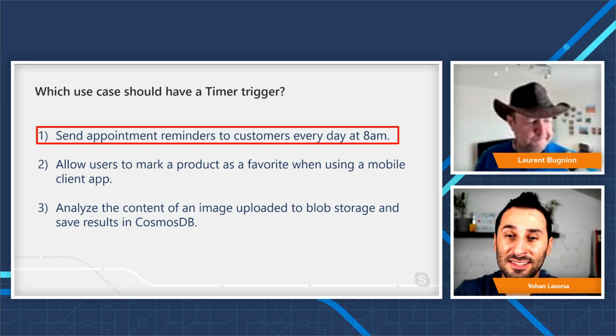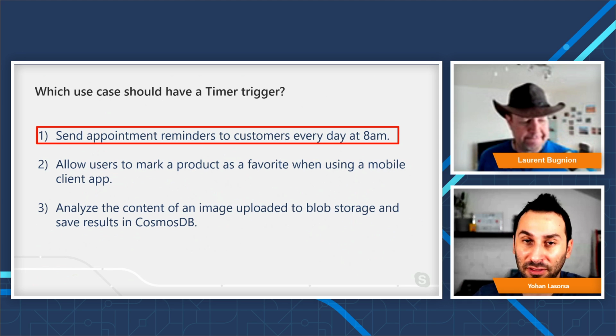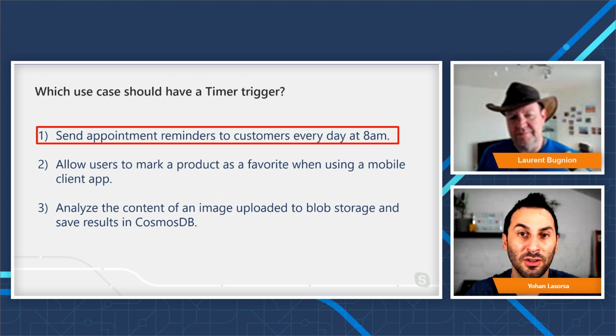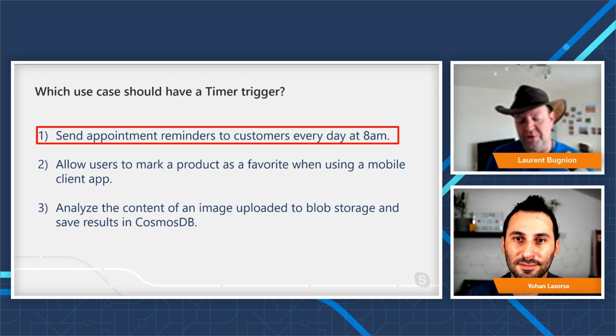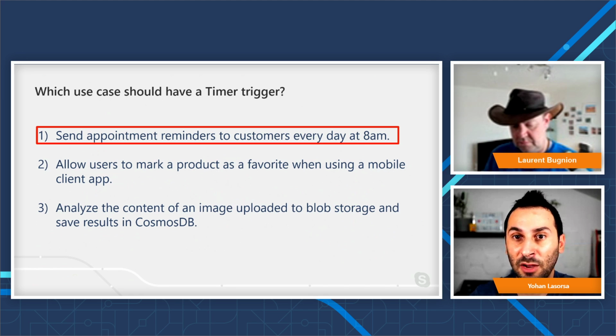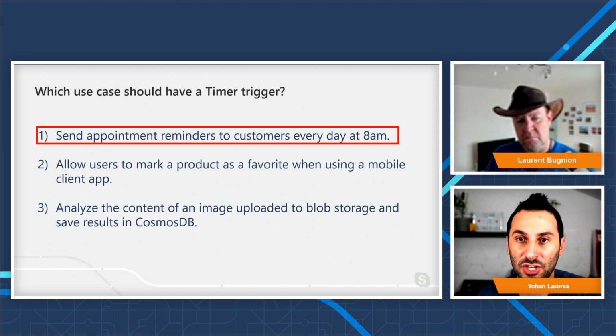Yes, that's exactly the example we just talked about. If you want to send a reminder to customers every day, that's the perfect usage for a timer trigger, because you set it once, and every day it will wake up your function and execute the code to send those reminders. Exactly. And maybe for the second example, what kind of trigger would you use? Maybe I would use an Azure Service trigger, for example. If the product was marked as a favorite in a Cosmos DB, I would get that event and then update what I need on the application.